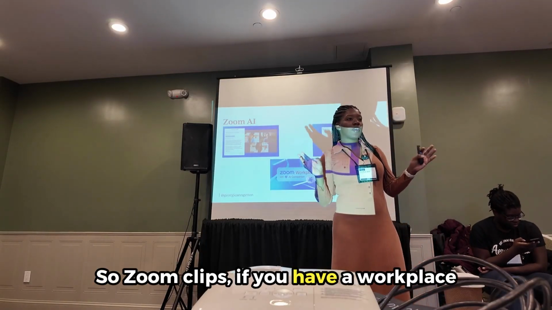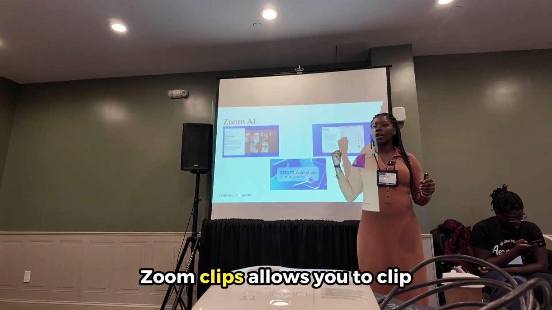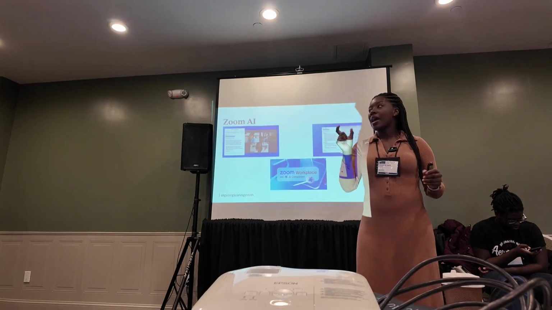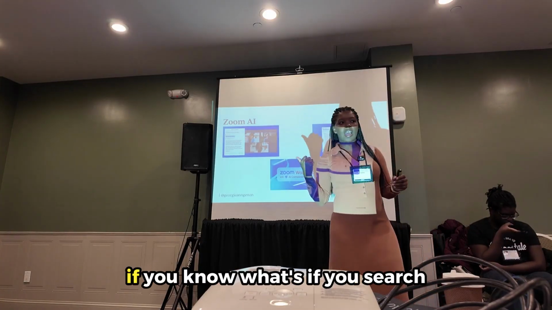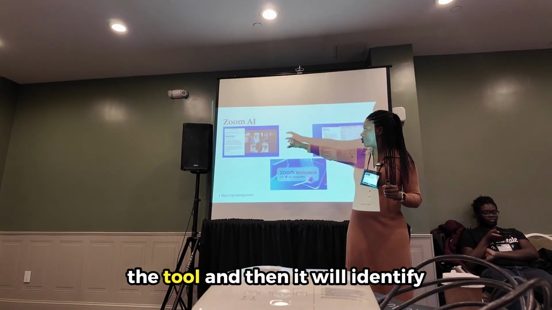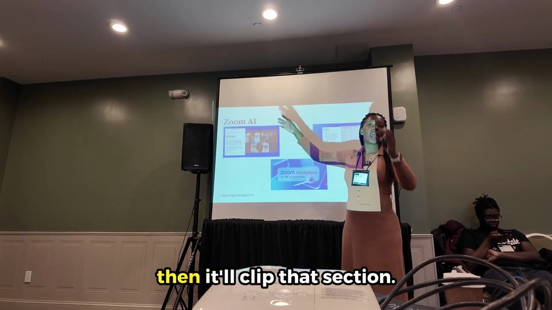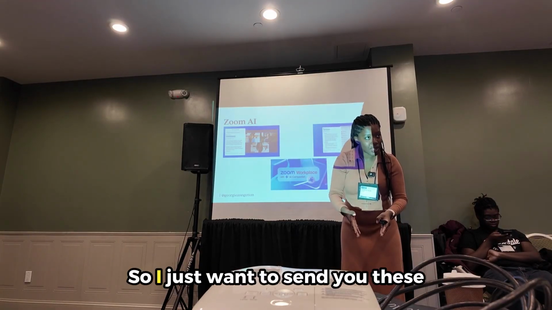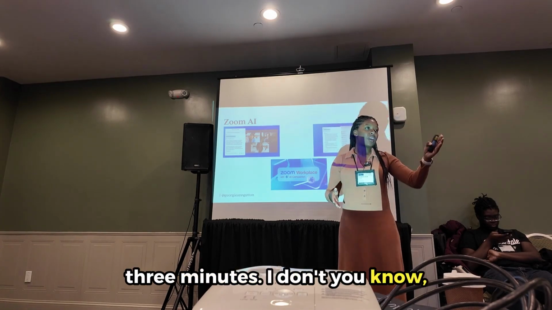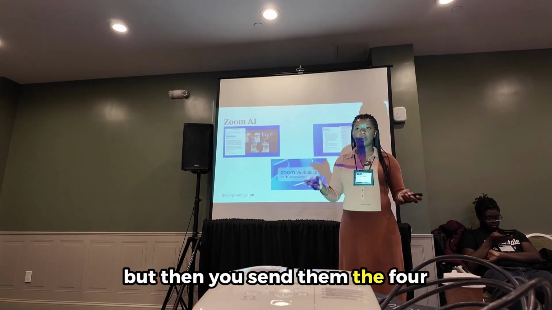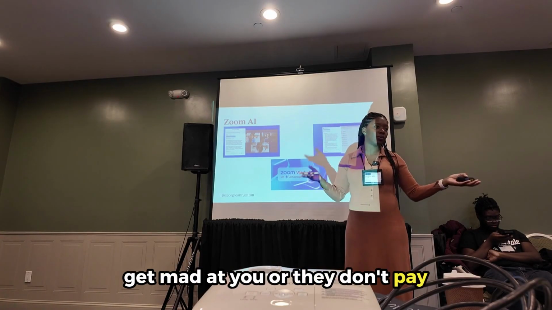So Zoom Clips, if you have a workplace account, it's included. Zoom Clips allows you to clip out segments of the Zoom session. Using the AI summary tool, if you search the tool, it will identify based on the text, right? So it gives you a transcription, then it'll clip that section. So I just want to send you these 3 minutes. Somebody comes to the meeting late and they only need to read 3 minutes, but then you send them the 4-hour-long meeting and then they get mad at you or they don't pay attention to it.